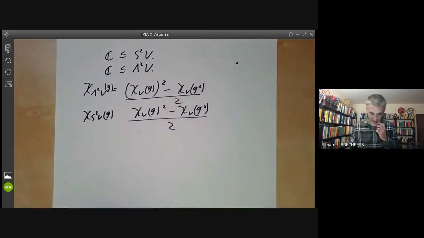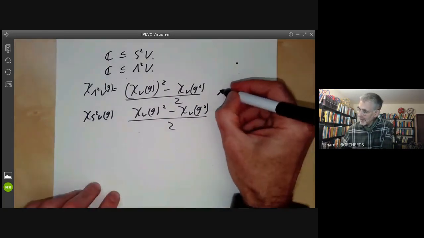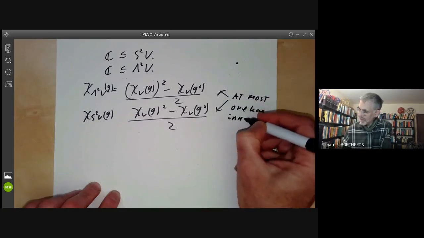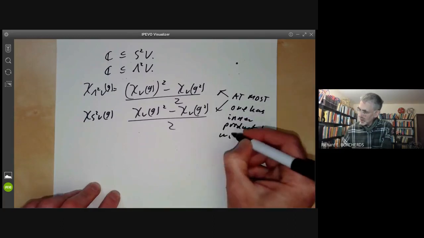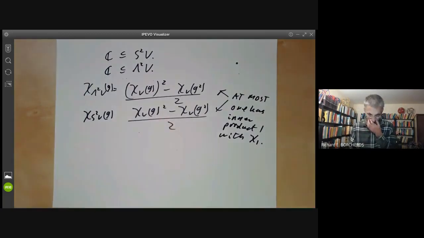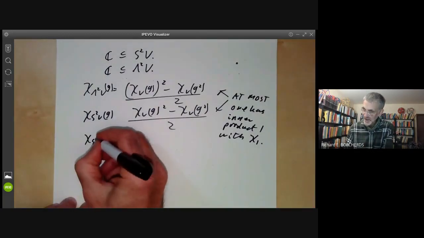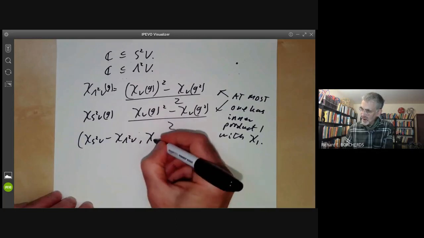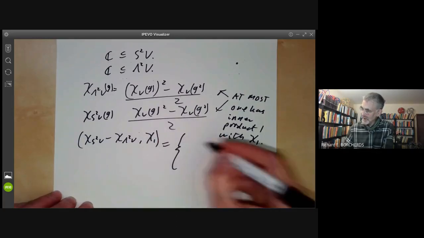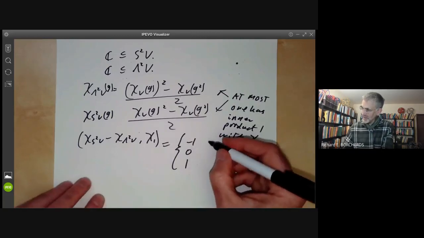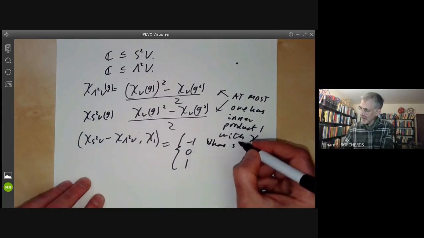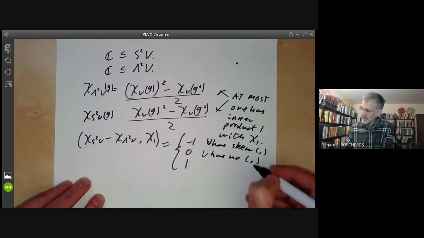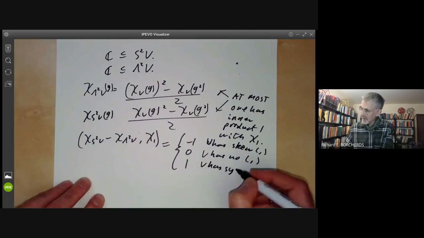And at most one has inner product 1 with the trivial character chi of 1, and we want to work out which. So in other words, if we take chi of S squared V and subtract chi of lambda squared V and take its inner product with the trivial character, this is equal to minus 1, 0, or 1. It's minus 1 if V has a skew symmetric form. It's zero if V has no invariant bilinear form, and it's one if V has a symmetric bilinear form.